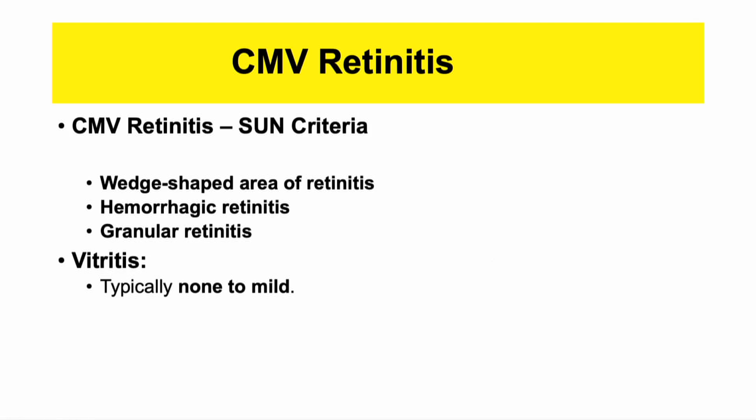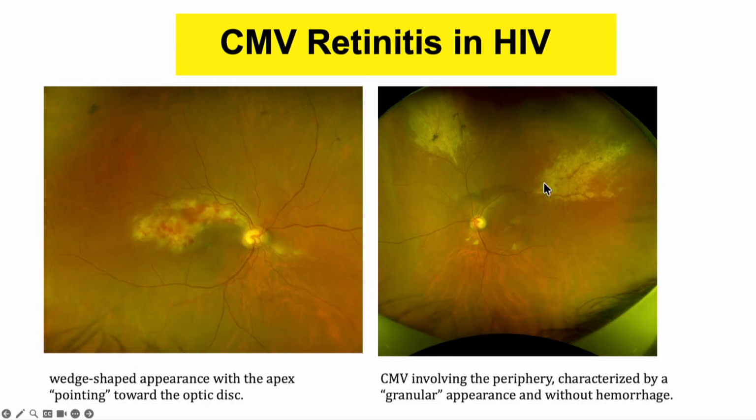Coming to CMV retinitis, the Sun criteria classified CMV into wedge-shaped area of retinitis, hemorrhagic retinitis, and granular retinitis. So vitritis will be typically none to mild because mostly it occurs in immunocompromised patients. Now this is one of our patients with CMV retinitis in HIV.